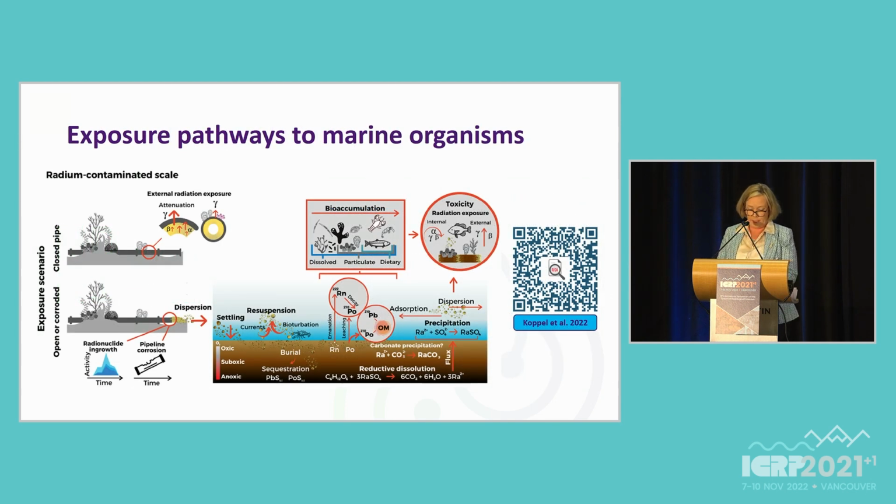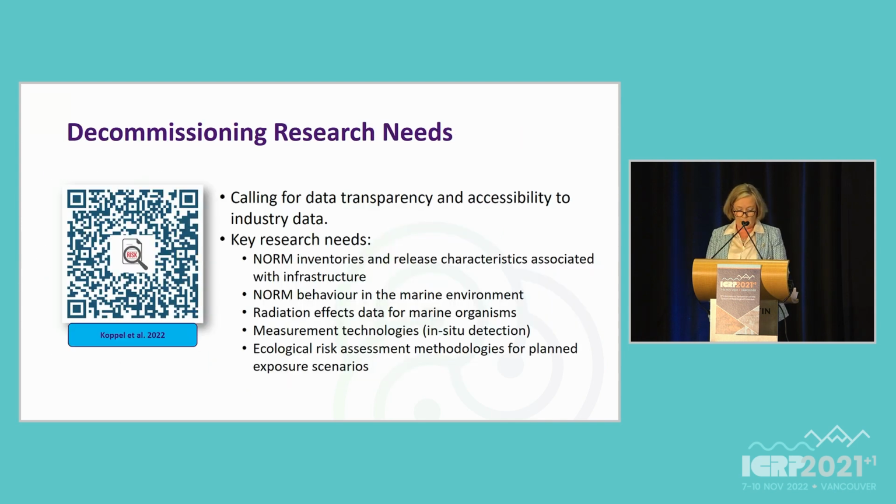So some of the publications to date. In this one, Darren examined the life of NORM contamination products in the oil and gas systems, their expected exposure pathways in the marine environment, and possible ecological impacts following release. He further went on to identify the key research needs in order to better describe and understand the risks with decommissioning options, and they're listed here. And most importantly, it called for data transparency and accessibility to industry data.